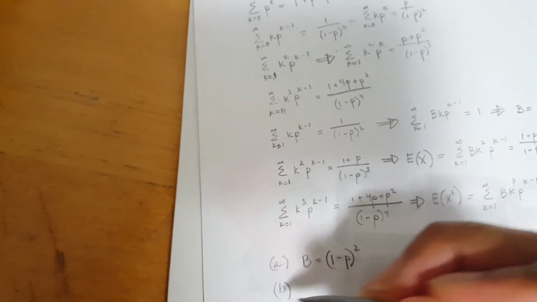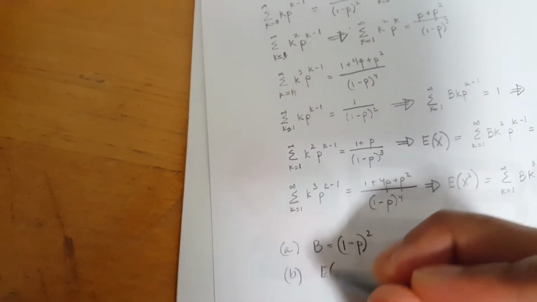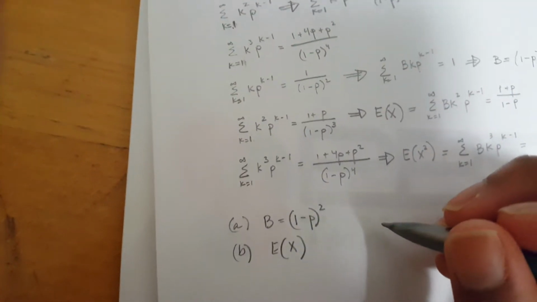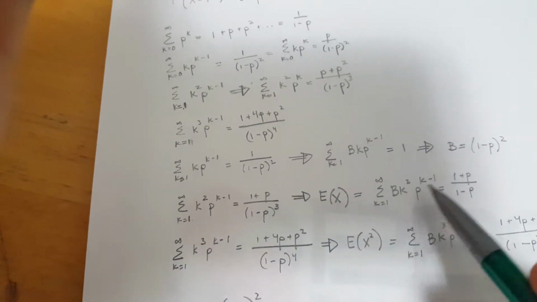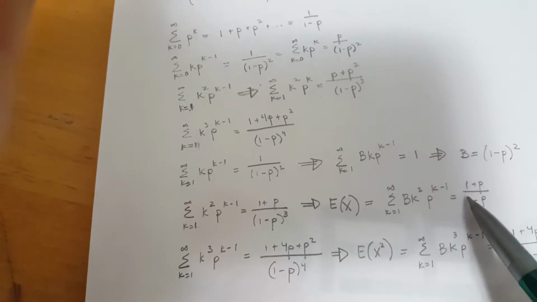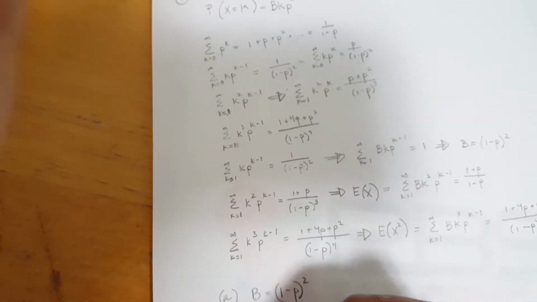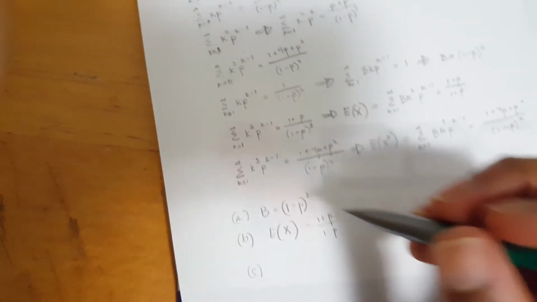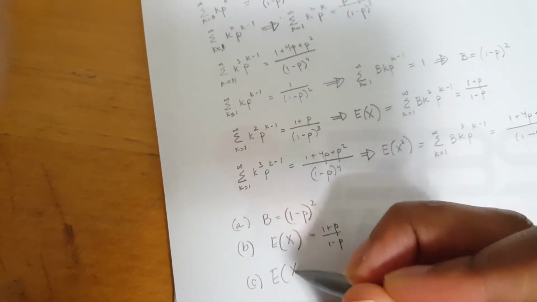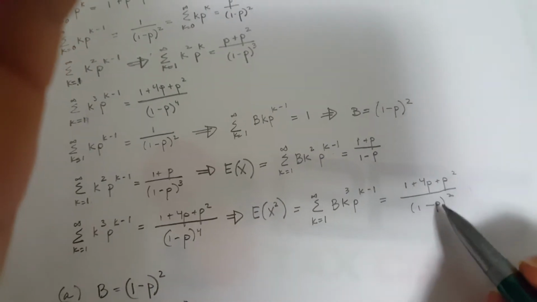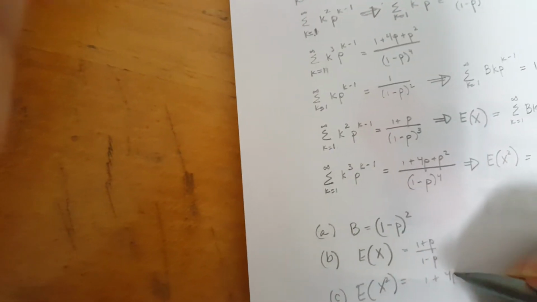That's the first one. The second one asks to find E of X. Well, we did that earlier, up here. It's 1 plus p over 1 minus p. C is asking for E of X squared. Again, you saw how we did that. It's up here: 1 plus 4p plus p squared over 1 minus p quantity squared.